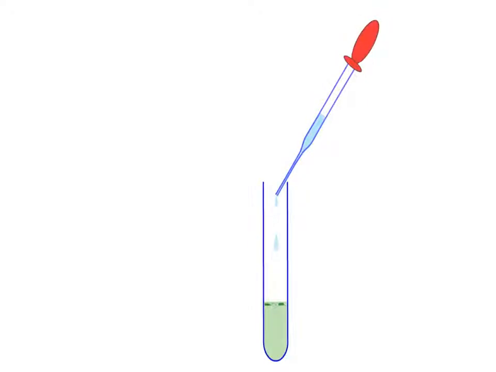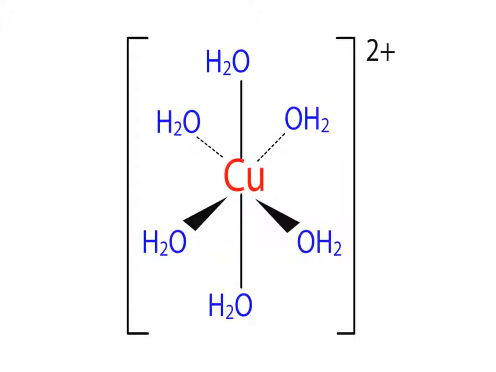A precipitation reaction is one where two solutions are mixed and a precipitate results. You need to learn the precipitation reactions and the colours involved when copper 2, iron 2 and 3, manganese 2 and chromium 3 hexa-aqua complexes are reacted with sodium hydroxide and ammonia. We will start with sodium hydroxide.